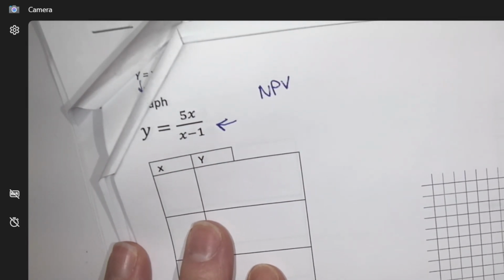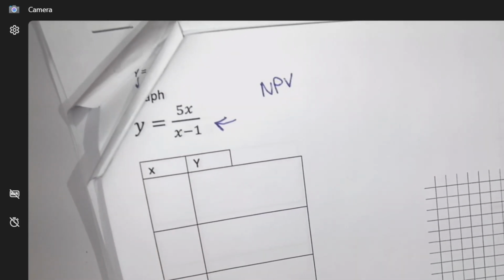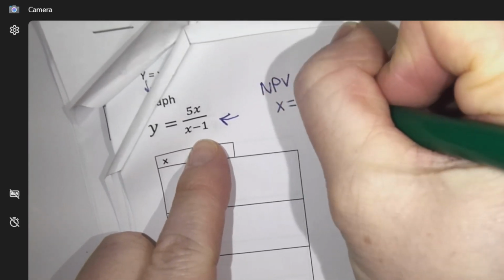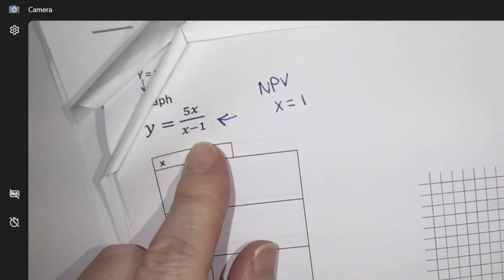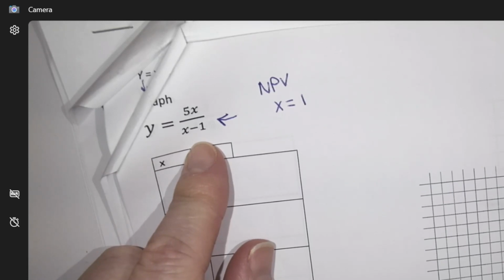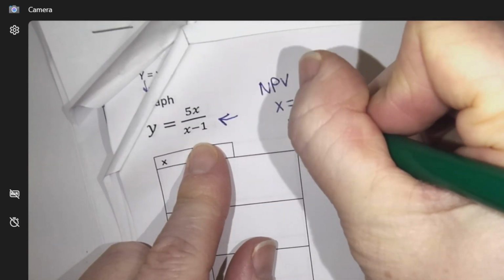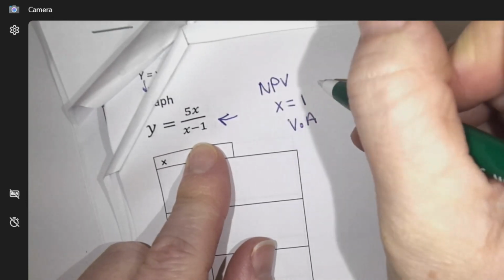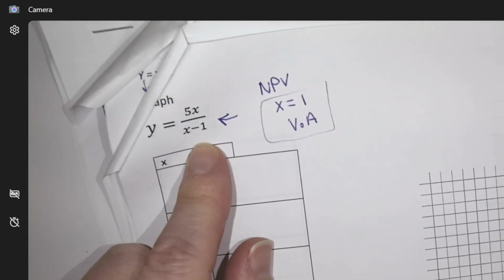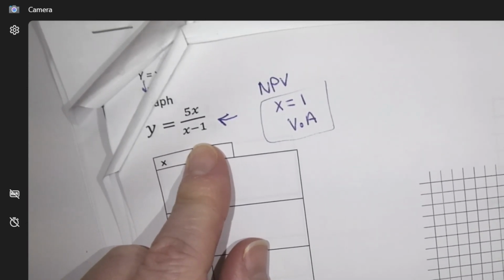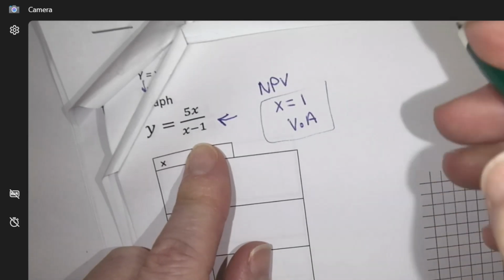Okay, so I'm going to go with what is the non-permissible value situation? What is x not allowed to be because of that divide by 0? 1. Would that be considered a vertical asymptote or just a hole in the graph? Vertical asymptote. So there's an important piece of info. That's it. There's no holes. There was nothing that went cancel, cancel. So that's not in here.